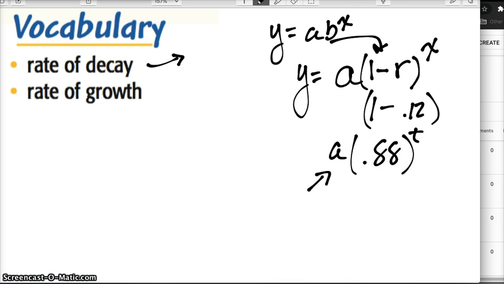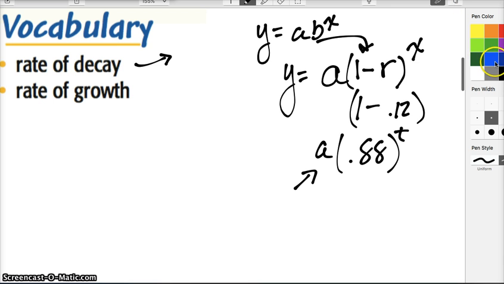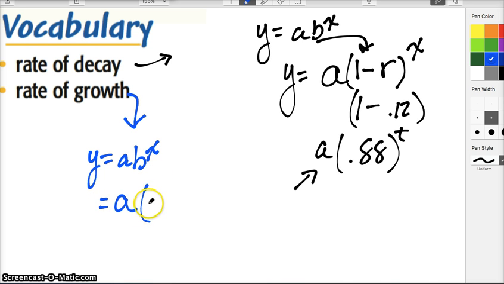All right, so with that, let me go ahead and get another color pen so you can keep track of my thought process. And rate of growth, so if we're growing by 10% a year or 5% a year, whether it's financially or a colony of bacteria, again, we start off with y equals a times b to the x power, where x turns into t again. b is an increasing value, and a is the amount you start off with. So it will be 1 plus the rate to the t power.